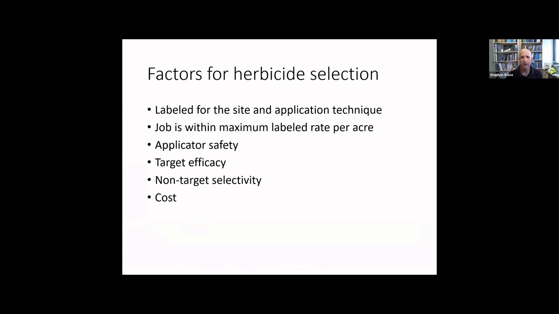Okay. So a lot of factors are going to affect this: making sure it's labeled for the site and application technique. I'll occasionally get questions about horticultural herbicides and their use in natural non-crop areas. And a lot of times they're just not going to be labeled. Same thing goes for things moving into aquatic situations. Make sure you've got the right product with the right aquatic label when working on emergent vegetation. The job is within maximum labeled rates per acre. You'll see how that comes into play here with some examples. Of course, applicator safety and of course, target efficacy. We want the herbicide to work. Non-target selectivity in natural areas is often critical. And again, costs, really some of the key factors that we have.